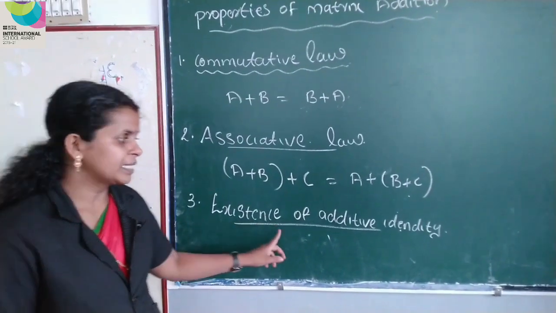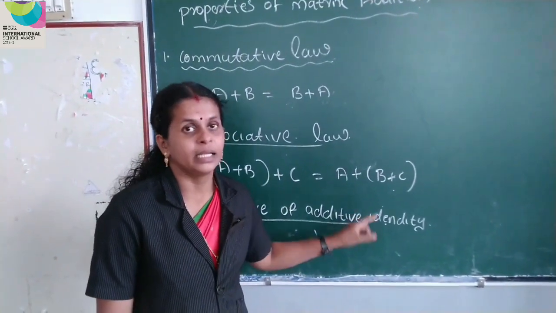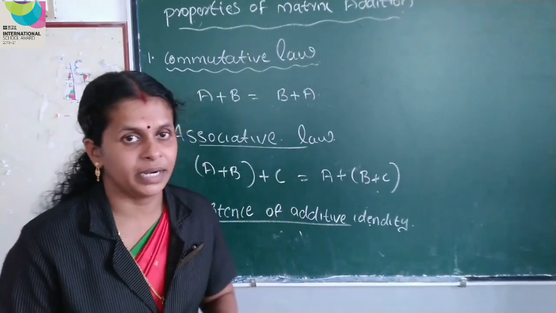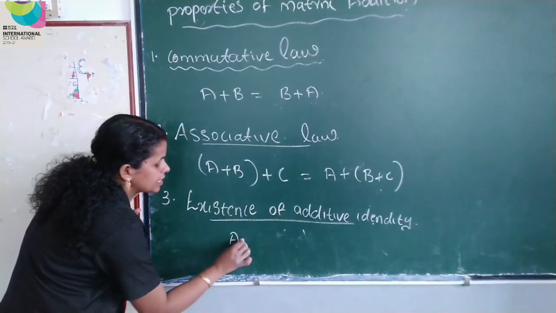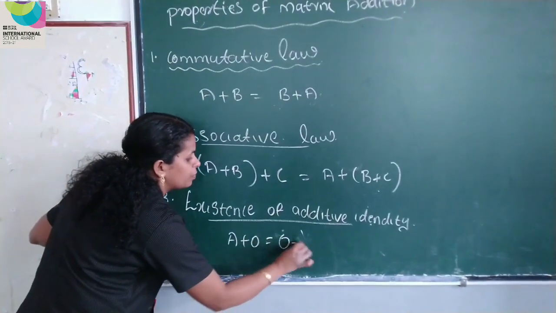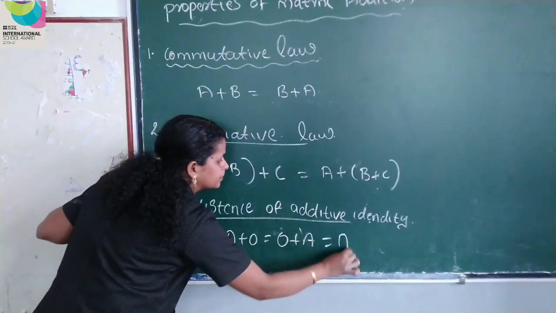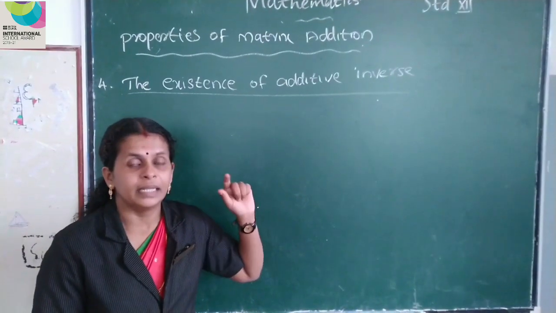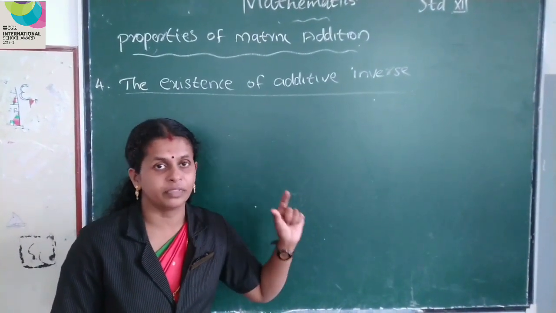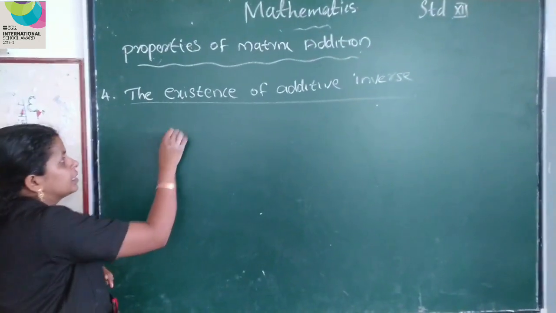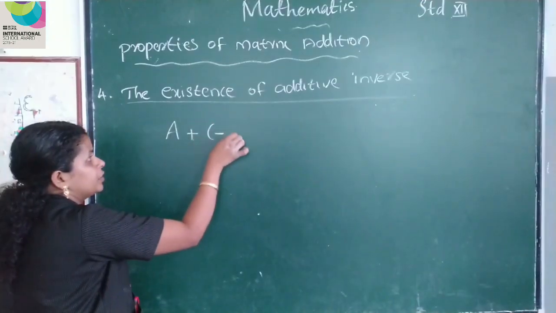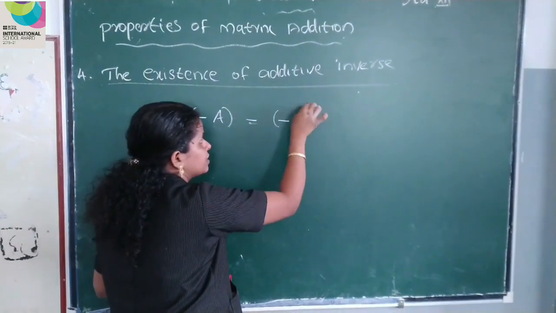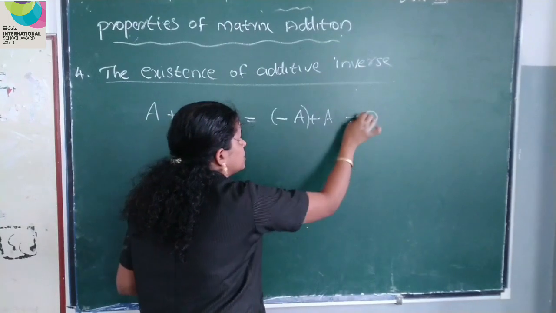Third one is existence of additive identity. 0 is the additive identity of matrix addition. That means A plus 0 is equal to 0 plus A is equal to A. Fourth is the existence of additive inverse. Negative A is the inverse of the matrix A. That is, A plus negative of A equal to negative of A plus A equal to 0.